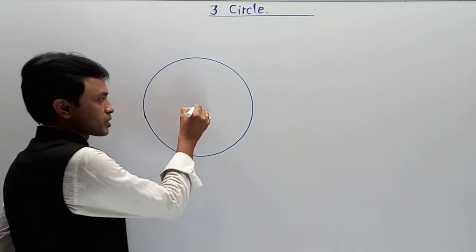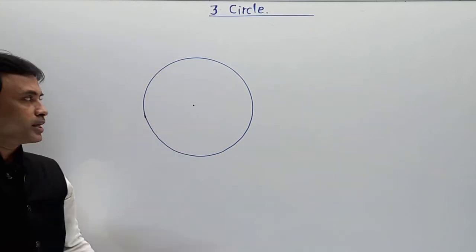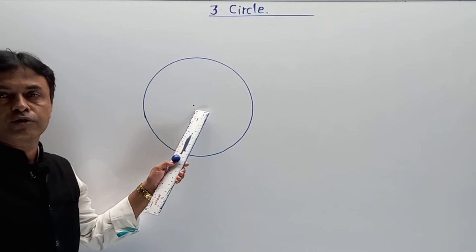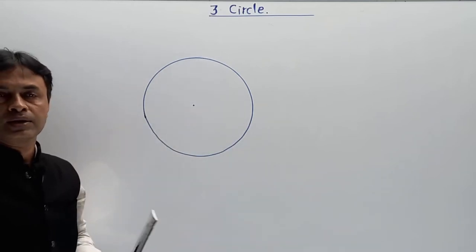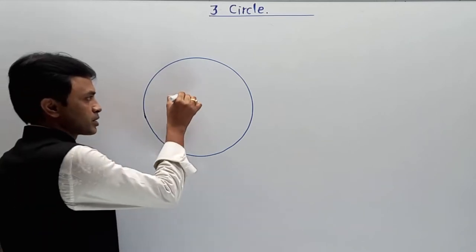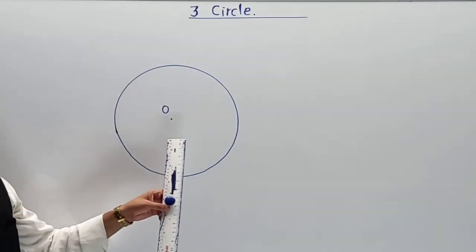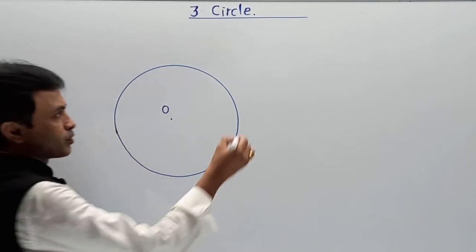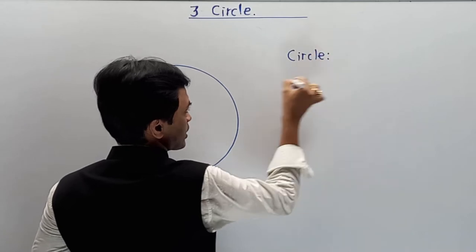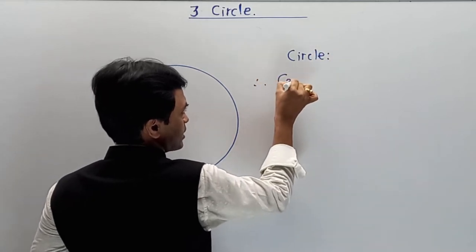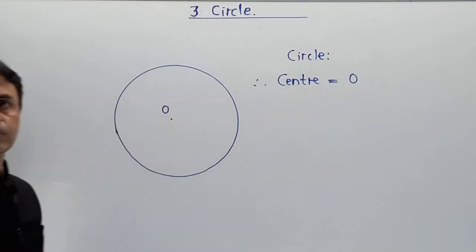In that case, first, a circle is a diagram where there is a particular point called the center, and from this center your distance up to the circumference is equal. Means the first definition is, let us say, circle with center O. So it contains the basic parts. First, for a circle, the basic part is the center, and here I have designated the center as O.